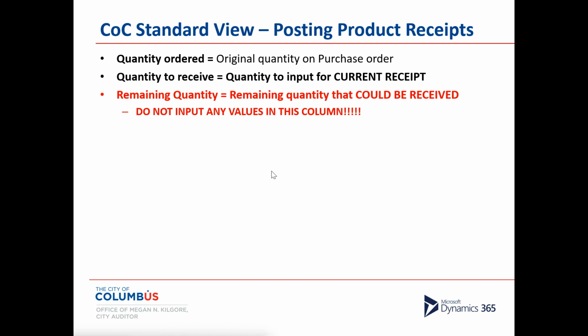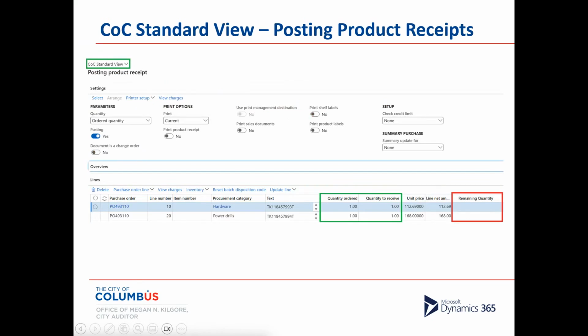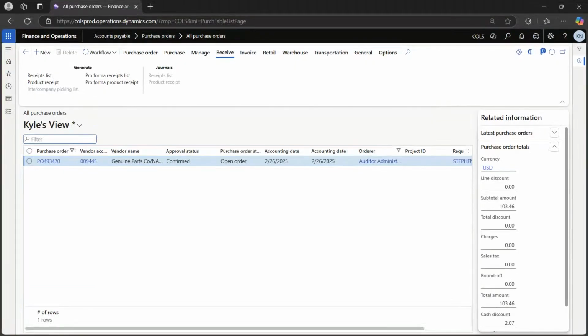Quantity to receive is where we want to input the quantity that we want on the current product receipt that we are creating. So this is where, as a user, we are going to input all of our quantity information. In red, you see remaining quantity. Remaining quantity is the quantity that could be received after this product receipt is created. This is a calculated column and field, and this is not a column or field where users should input any values.